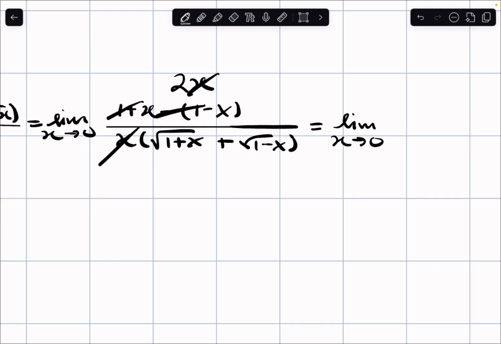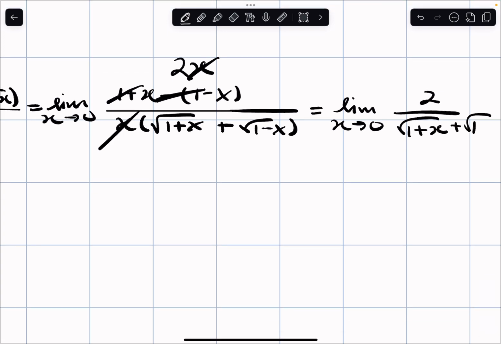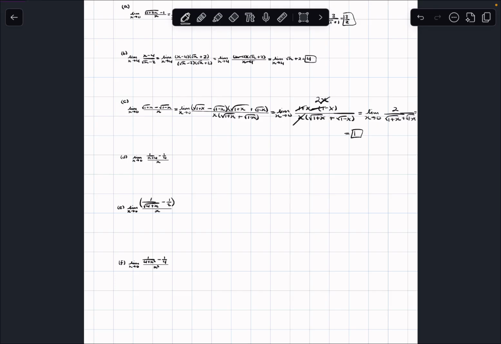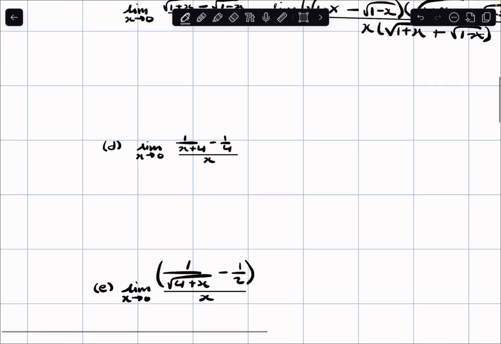And this is, as x approaches 0, 2 over the square root of 1 plus x plus the square root of 1 minus x. And then when you plug 0 in, you will get 1, because 2 divided by the square root of 1 plus the square root of 1 is 1. Right. Now we have a difference in outline.